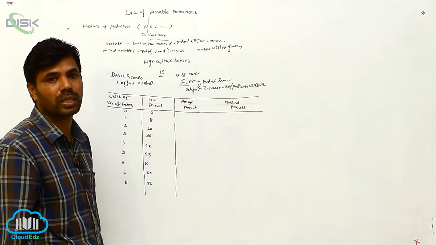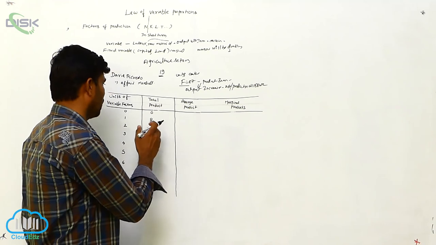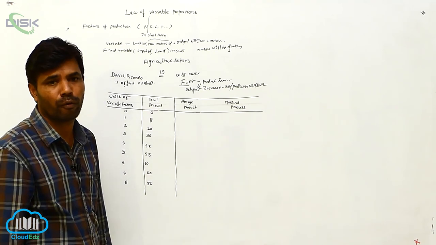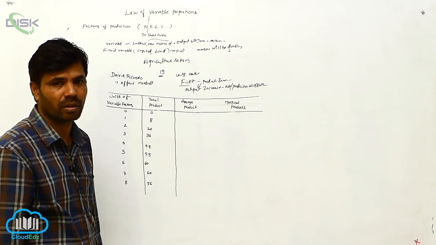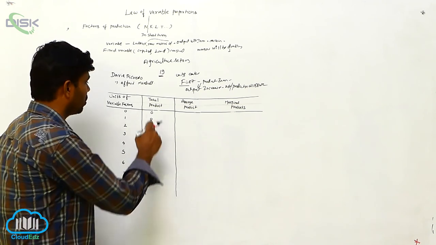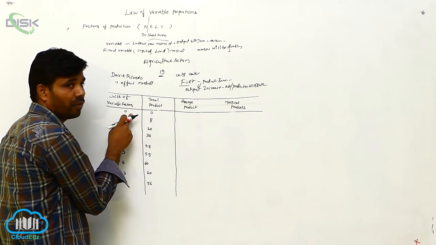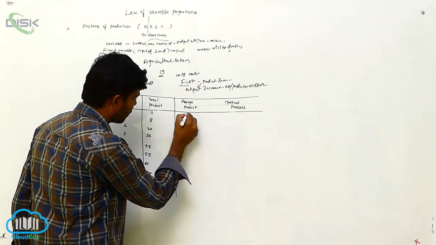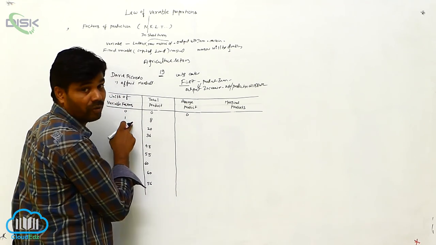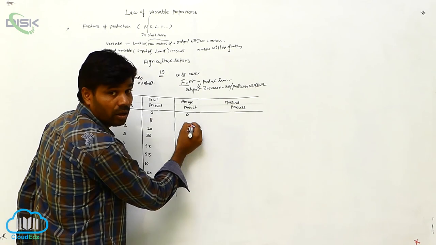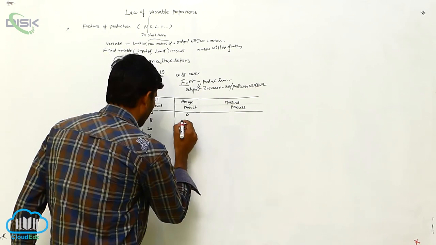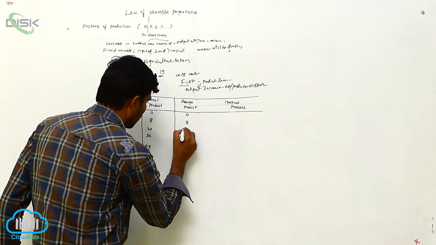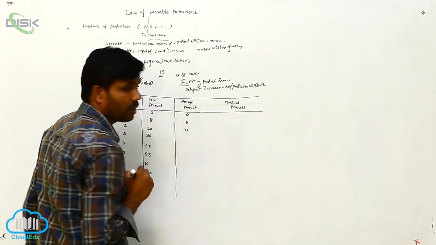Now, average product. How to get the average product? Total product divided by the number of variables gives you the average. So total product divided by variable factors. 0, here also 0. 8 divided by 1, you get 8. 20 divided by 2, 10.